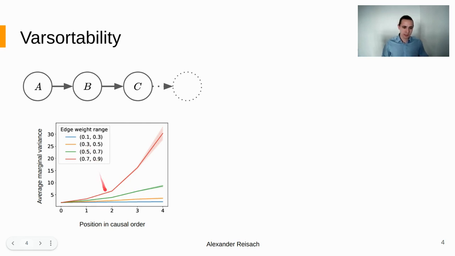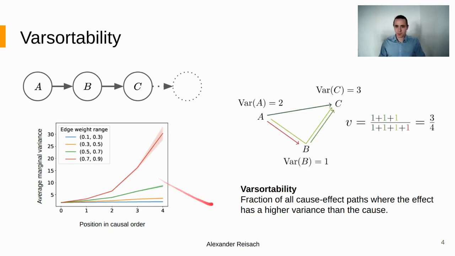And what we see is that for a range of different data generating processes, this effect takes place regardless of the parameterization. So it may be stronger for certain parameters than for others, but we see it pretty much every time. And what we do now is we propose a measure that we term Varsortability.